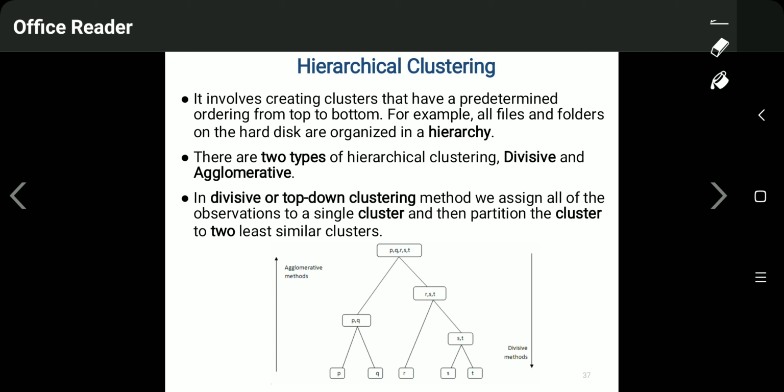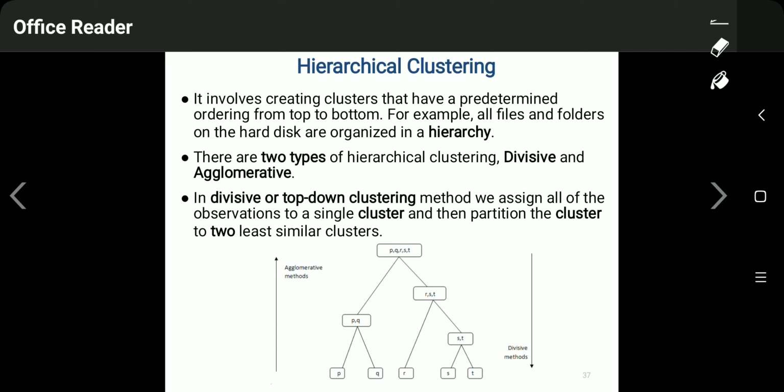Next, PQ is split into two subclusters: one has P and the other has Q. RST is grouped into two different clusters: one has R and the other has S and T. And this again splits into two subclusters, one with S and another with T. So basically, we start from the top and move down to the bottom. This approach is known as the divisive hierarchical clustering approach, the top-down approach.